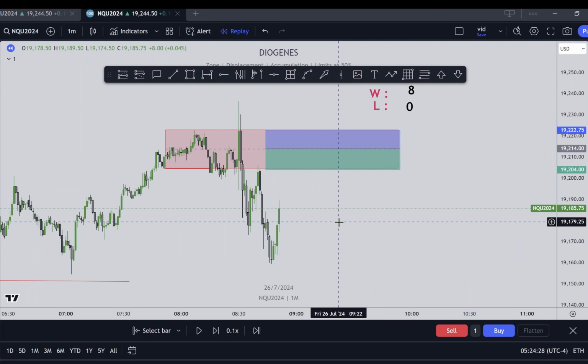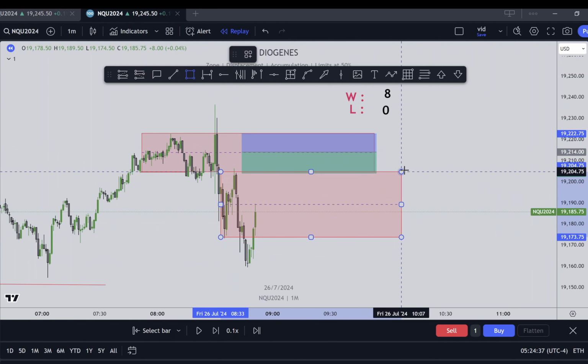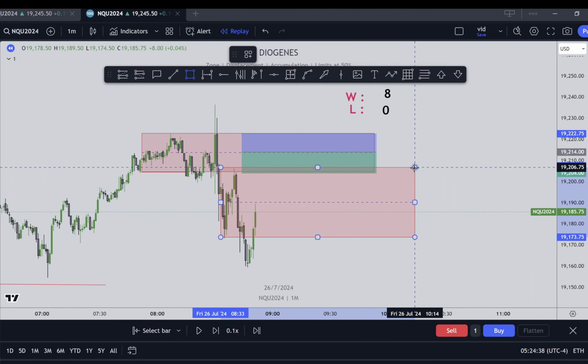Is this a bearish zone? And is this our last protected high? Yes, it is. Am I taking it? Of course, I'm taking it.